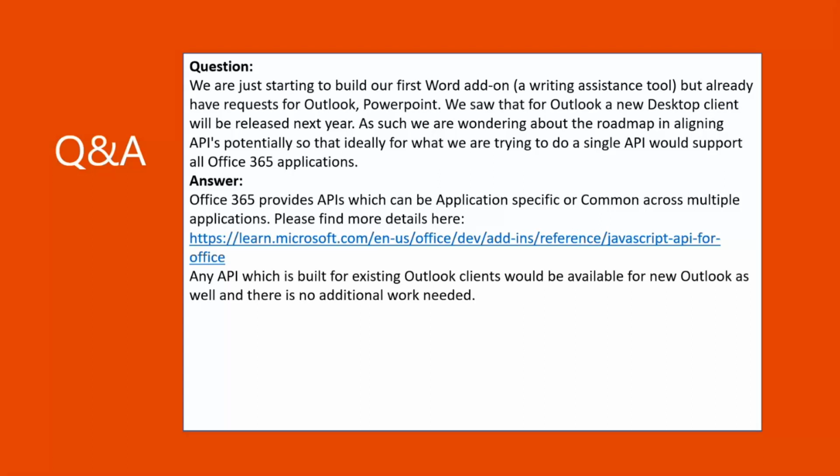The answer to this is Office 365 provides APIs which can be application specific or common across multiple applications. Please find more details at the link that is provided here. Any API which is built for existing Outlook clients would be available for new Outlook as well, and there will be no additional work needed.